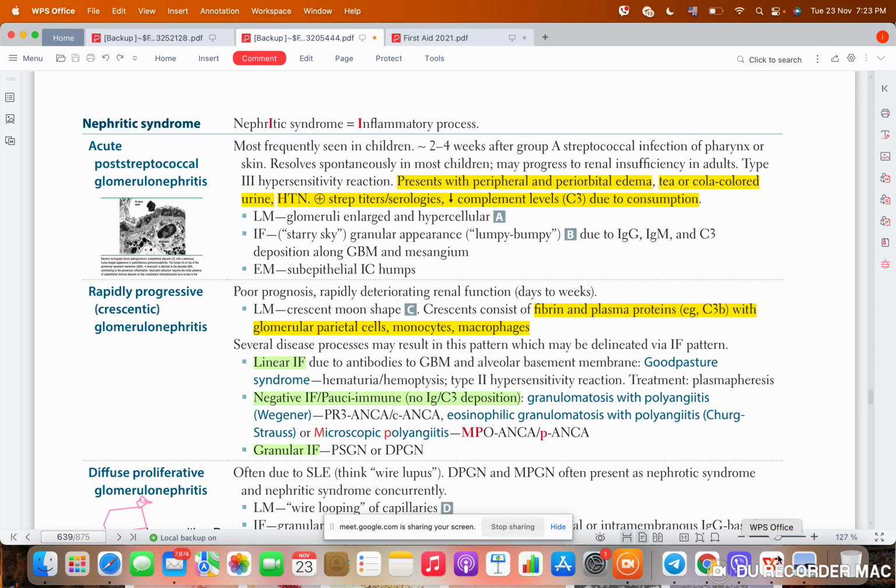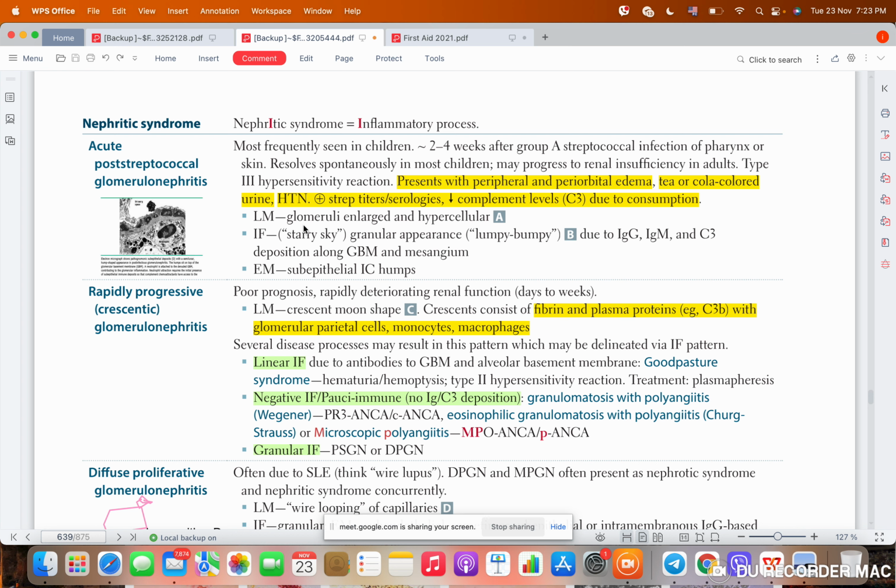Okay, so next let's take a look here. The patient has the following: tea or Coca-Cola or cola colored urine. He is hypertensive as well. Why? Because there is more renin secretion. So if they ask you what is the cause of hypertension in nephritic syndrome, the answer is increased release of renin. Okay. There are positive streptococcus titers and serologies.